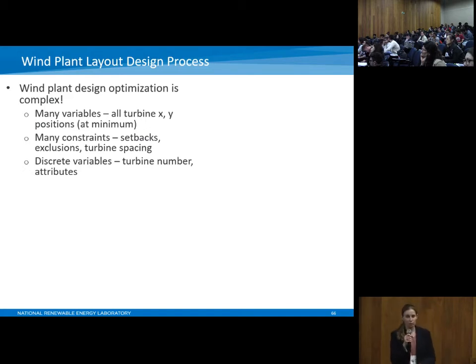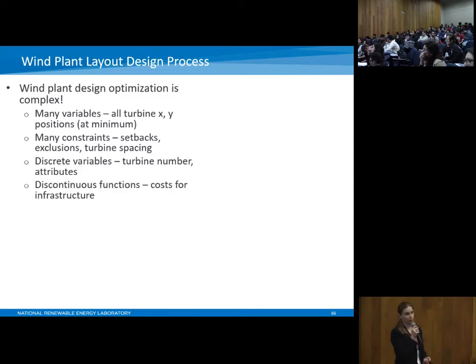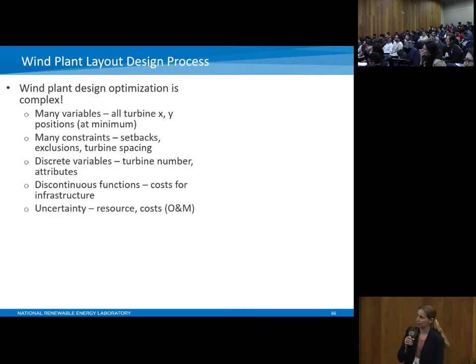Discrete variables. Discrete variables are not fun for optimizers, not fun at all. And turbine number is often included in wind plant layout optimization processes. Attributes of the turbine: you may have different designs of turbines, different hub heights. Those all make optimization very difficult. Discontinuous functions: you have cost functions of infrastructure that may have step changes. These things are not fun for optimization.